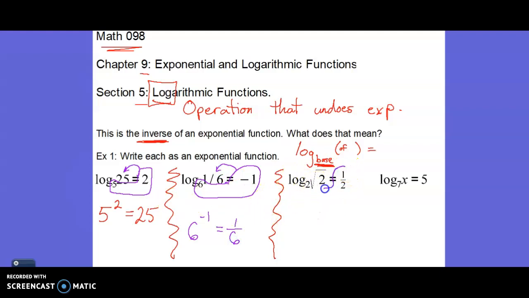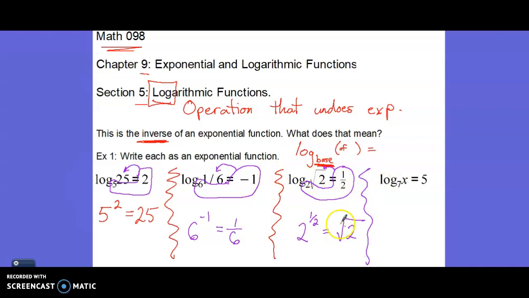Same thing with the next one. Based off of the program I use to write out these problems, sometimes this small number looks like it's part of something else. But if you remember from an earlier chapter, we learned that something to a fraction exponent becomes the root of that number. So this is true, that 2 to the 1/2 power is equal to the square root of 2.